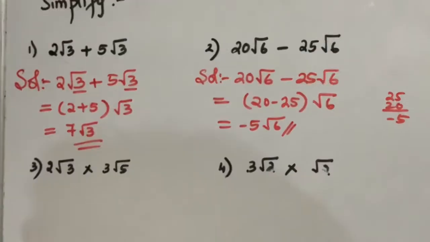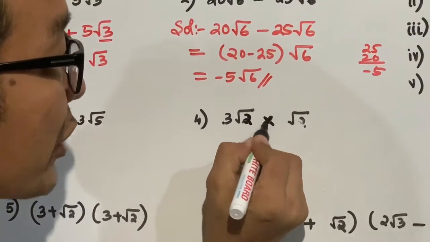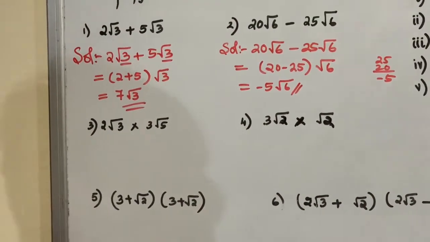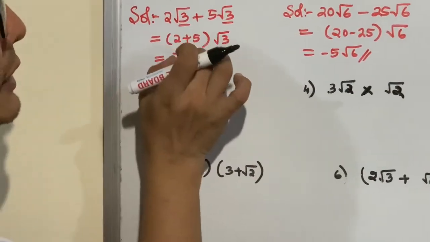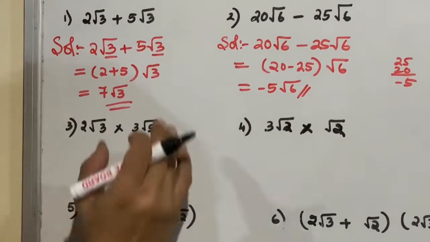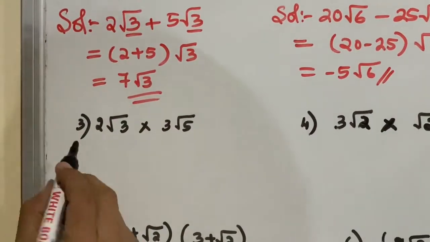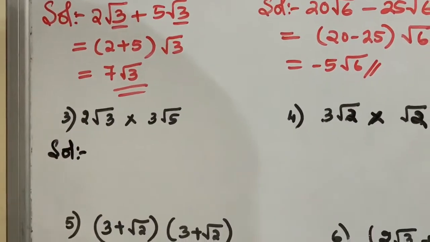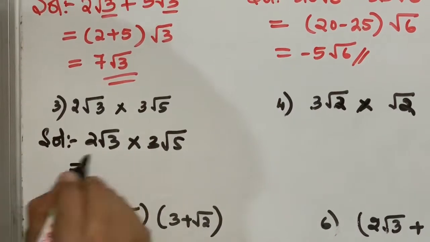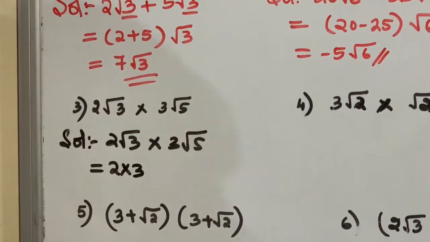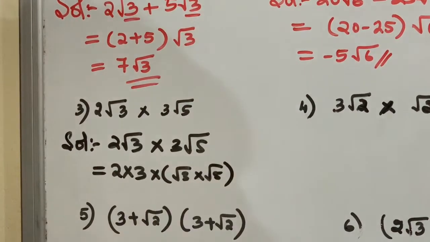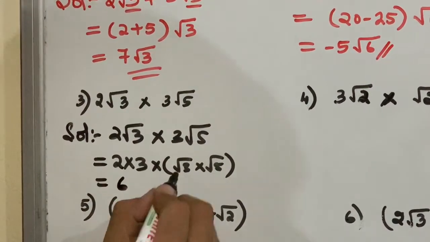Now let us do the multiplication of SURDs. Multiplication works like addition and subtraction, with like SURDs and unlike SURDs. We multiply the rational numbers together, and then the irrational numbers together. For example, 2 root 3 times 3 root 5: we multiply 2 times 3, which is 6, and then root 3 times root 5.